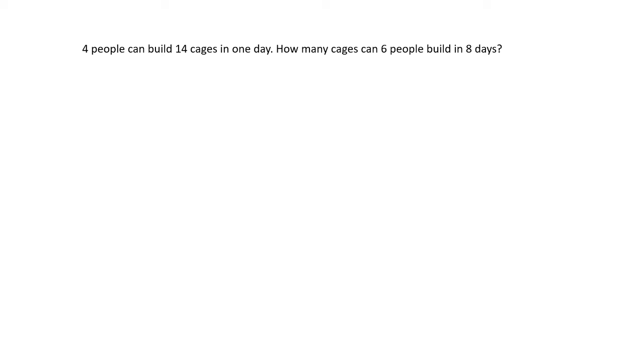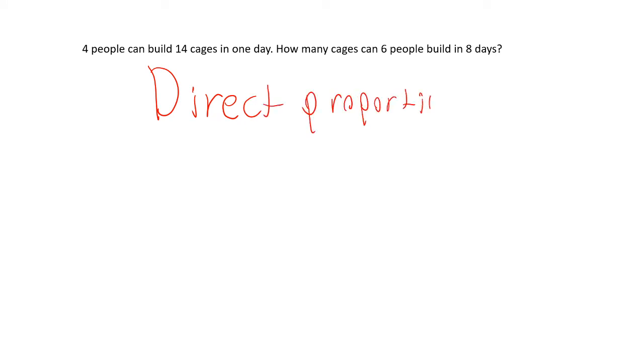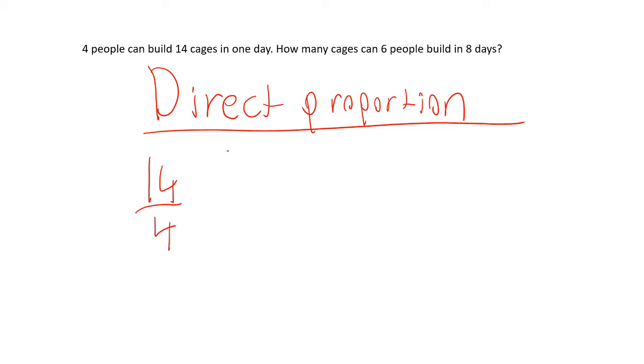Now, 4 people can build 14 cages in 1 day. If we double the amount of people and get 8, we'll be able to make more cages, specifically twice as many cages. Now, if the second value doubles, we know that it's going to be direct proportion.